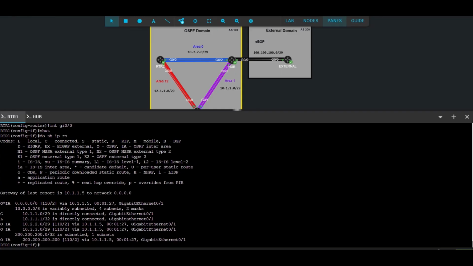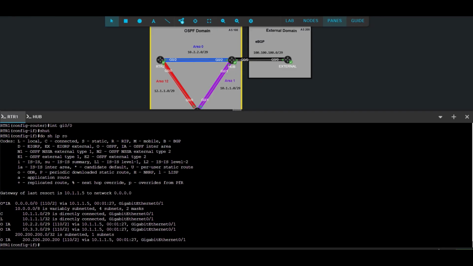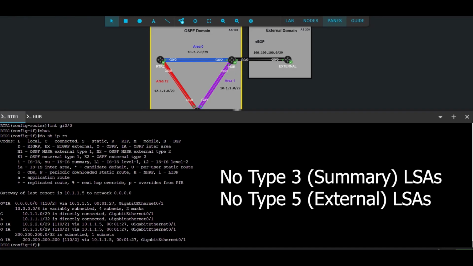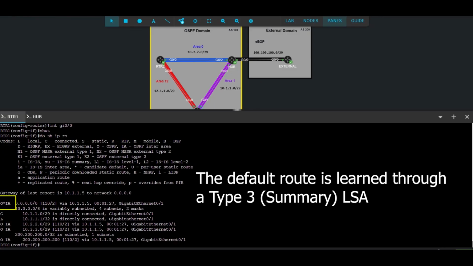Within a totally stubby area, there is no visibility of external or inter-area networks. An ABR connected to a totally stubby area does not advertise Type 3 or Type 5 LSAs into the totally stubby area. Well, that's a small lie. The default route injected into the stub and totally stubby area corresponds to a Type 3 LSA.